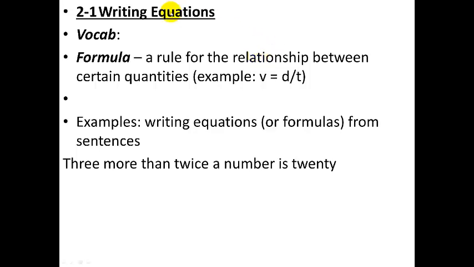So, first vocabulary word is formula. A formula is just a rule or relationship between certain quantities. So it is an equation, it's an example of an equation, but it typically has some kind of real-world meaning. For example, v equals d over t is a mathematical equation, but it's also a formula because it tells you that velocity equals distance divided by time. So a formula is kind of a special type of equation.